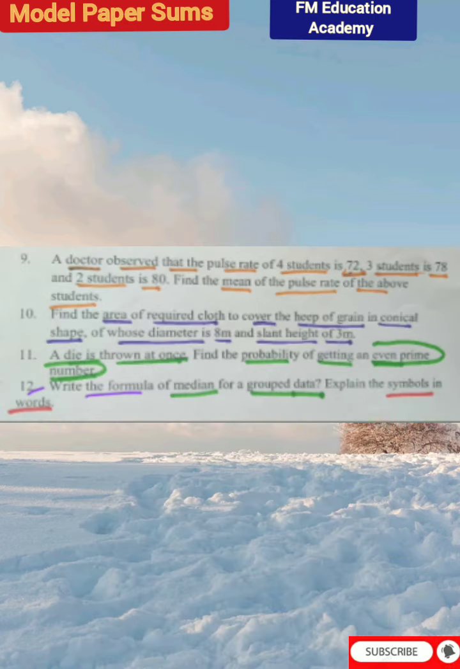12th question. Write the formula of median for a grouped data. Explain the symbols in words. So we have to write the formula of what? Median of grouped data, and also we have to explain what are the symbols.